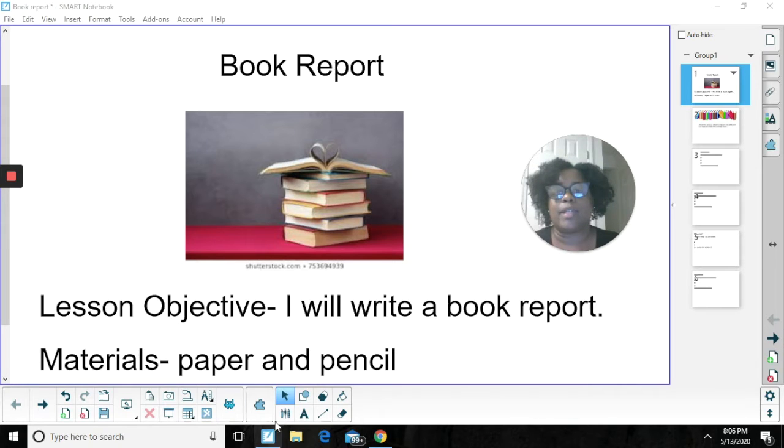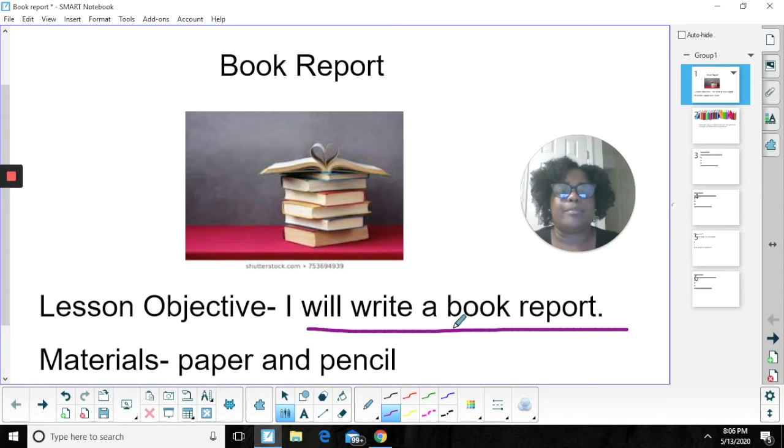Okay, so let's go over our objective. It says here, I will write a book report. And the materials that you're going to need are going to be paper and pencil.